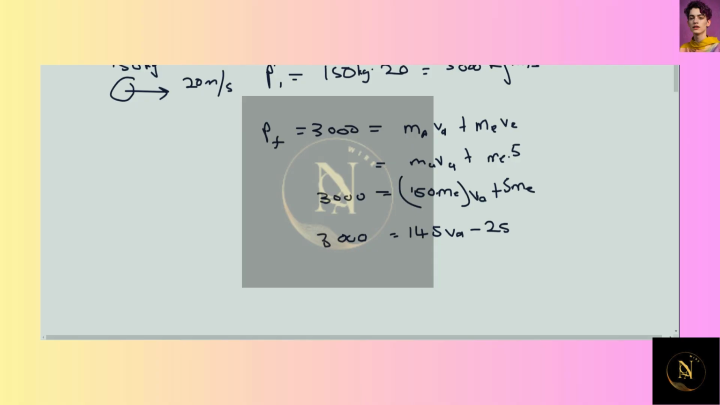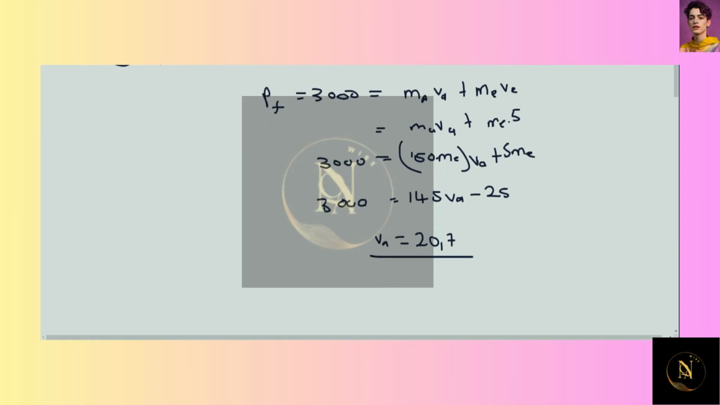If you move that 25 over here and divide, that would be 3,025 divided by 145. That means the astronaut's velocity would need to be something like 20.7, which is greater than the initial velocity. So you realize that the only way this can happen is if he goes faster than he did before. Let's look at some limiting cases here.